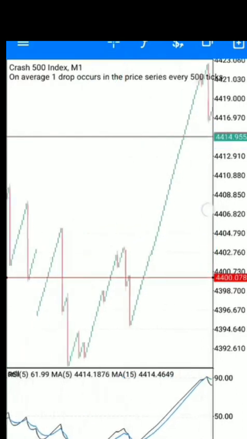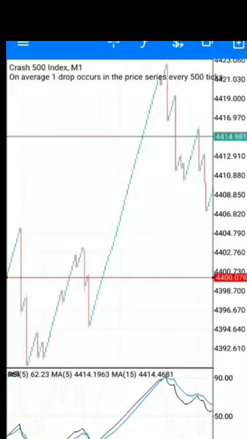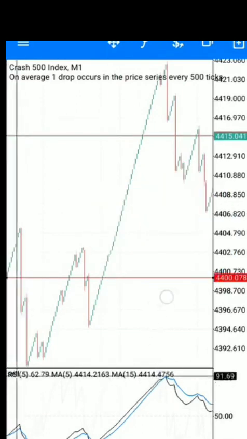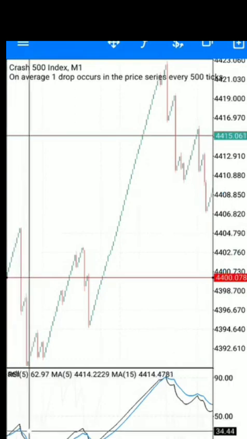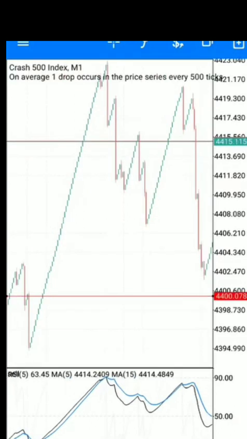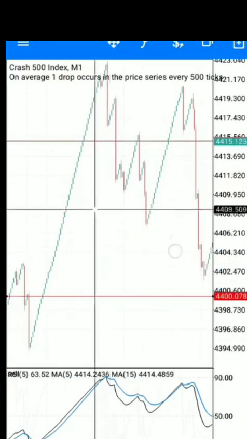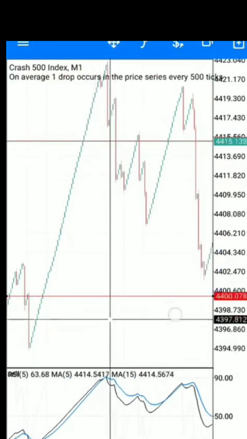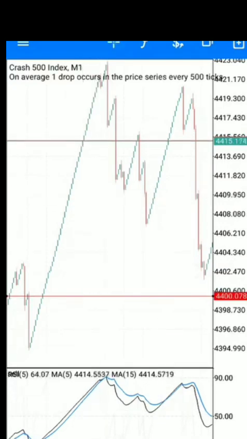So now you can see on my RSI right now, it is indicating that on the 10 level, it is telling me to buy, and on the 90 level, it is telling me to sell, just for simple understanding for you guys. So beautiful. Now, this is how you can sell on Crash 500. How do you sell? How do you get ready for a spike?